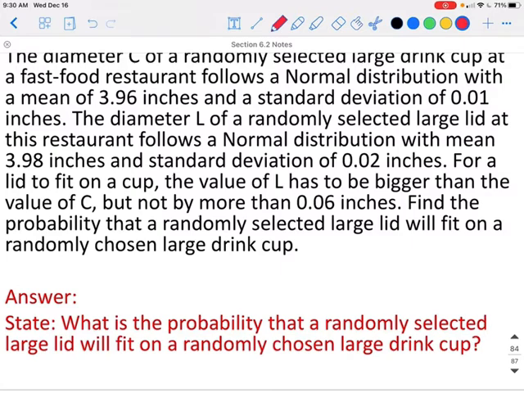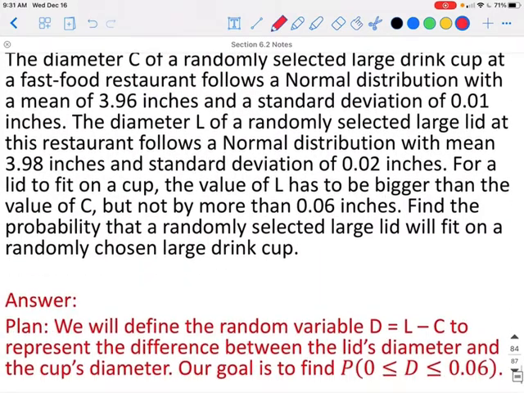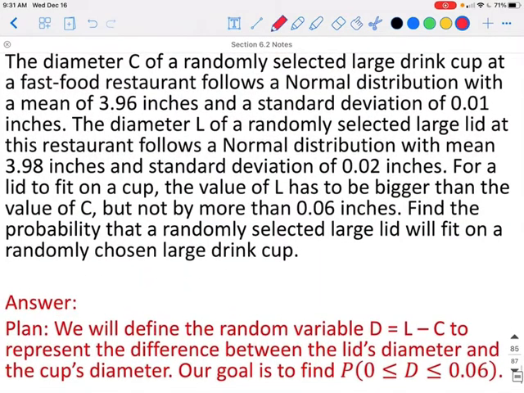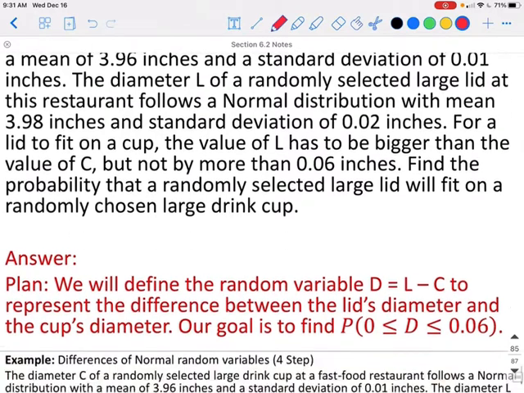Next, we're going to come up with our plan. For our plan, we are going to define the random variables. We're finding the difference of the diameter of the large lid minus the diameter of the large cup. And our goal is for the difference to be between 0 and 0.06. So they're the same size, and the largest that lid can be is 0.06 inches larger.